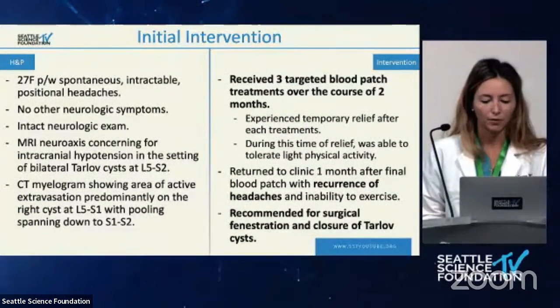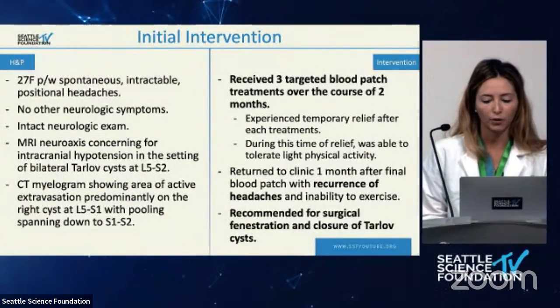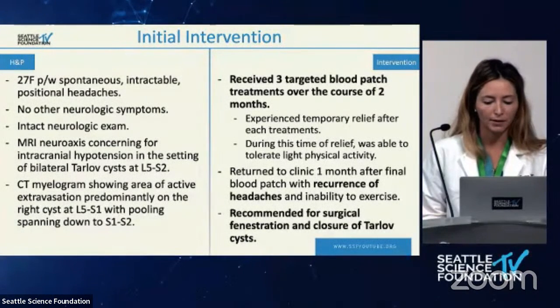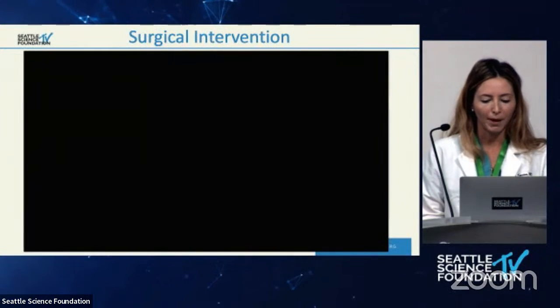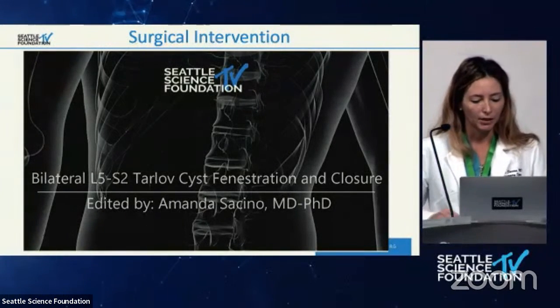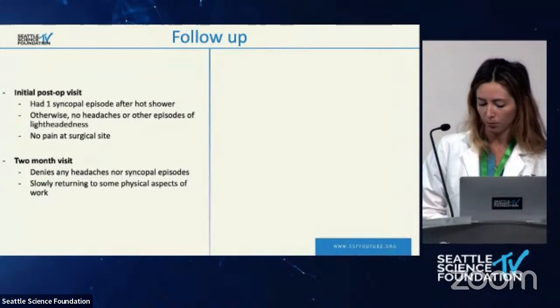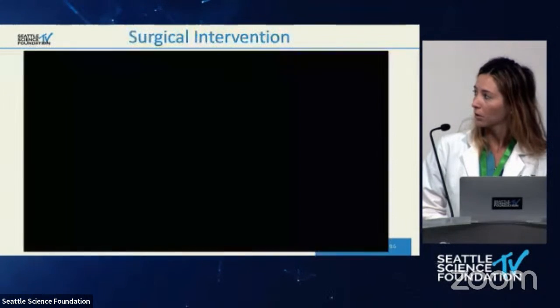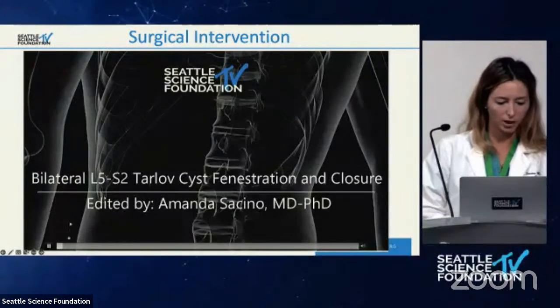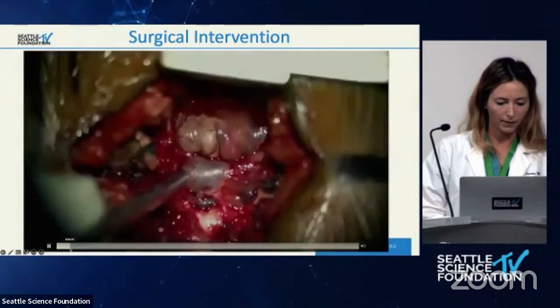As the next step of conservative measures, the patient was offered targeted blood patches. She had received 3 over the course of 2 months and did get a few days of relief after each one. And then following the 3rd patch, the patient still continued to be debilitated. And so we did offer her surgical intervention, which I'll just try to skim through here a little bit.